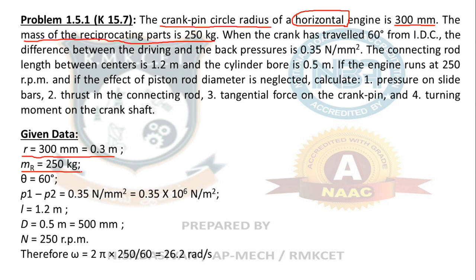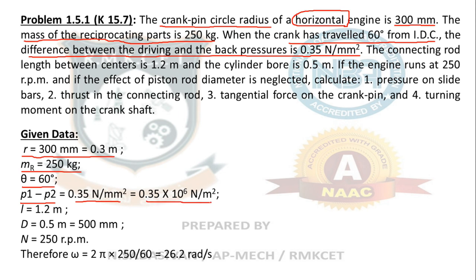Okay, and the crank has traveled 60 degrees from IDC, so therefore theta equals 60 degrees. Next, what else is given? The difference between the driving and back pressure is 0.35 Newton per millimeter square. Okay, P1 minus P2, the difference between the two pressures on both sides of the piston, is 0.35 Newton per mm square, which is 0.35 into 10 power 6 Newton per meter square.